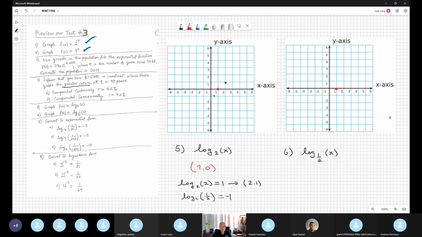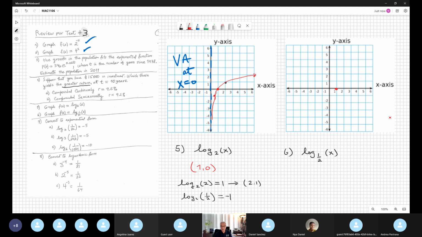Now I'm ready to connect these points. But you know 2 things. This logarithm is increasing, and this logarithm has one vertical asymptote at the line x equals 0. It's exactly coincident with the y-axis. The graph continues approaching the asymptote, but never touches it.